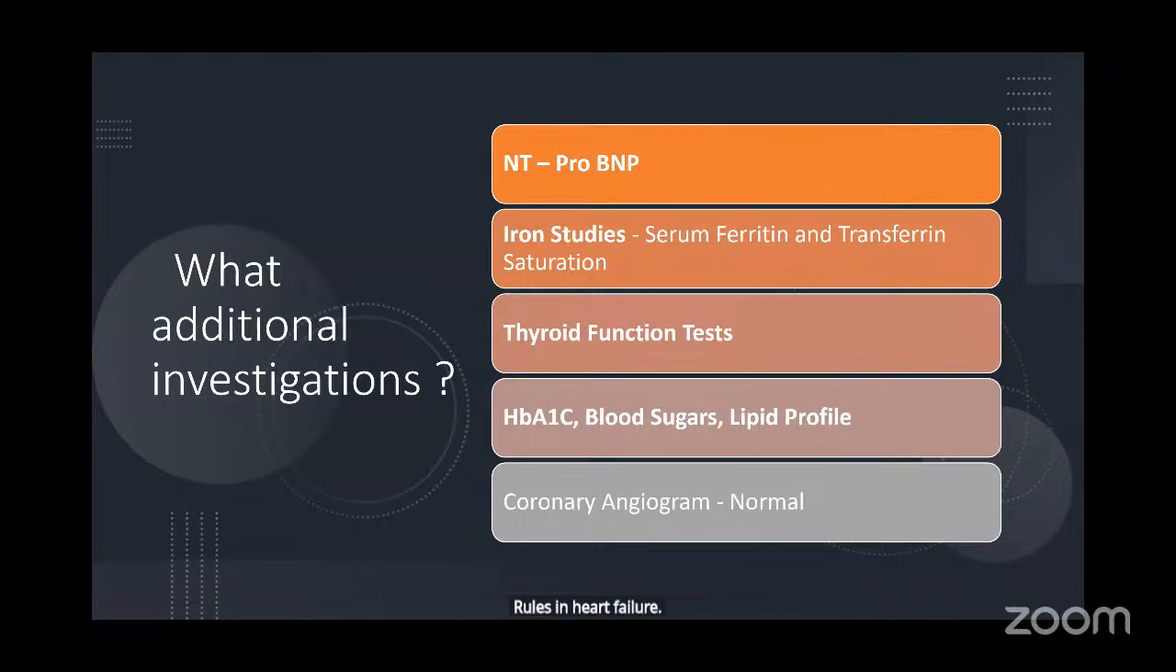We do further, because our patient is a diabetic, all heart failure patients need lipid profiles, HbA1c, blood sugars, thyroid function test. More importantly, iron studies, because around 50% of chronic heart failure patients have iron deficiency with or without anemia, which, if corrected, improves quality of lives, decreases hospitalizations. Lastly, to rule out an ischemic etiology for the LV dysfunction, we would like to do a coronary angiogram, which in our patient was normal.